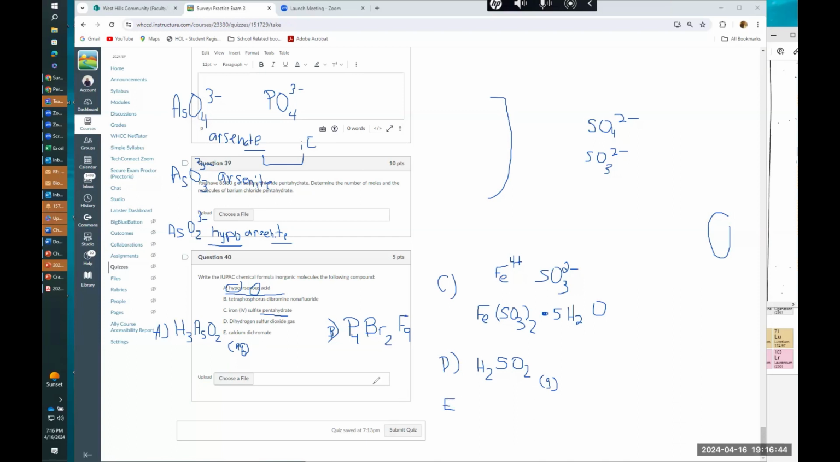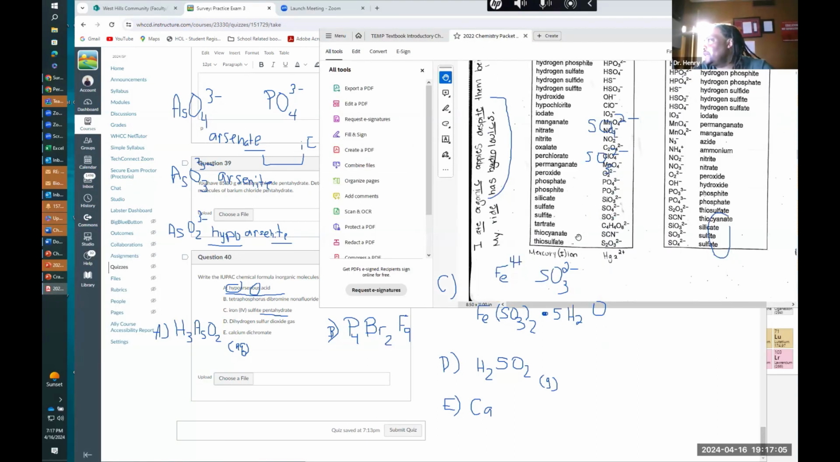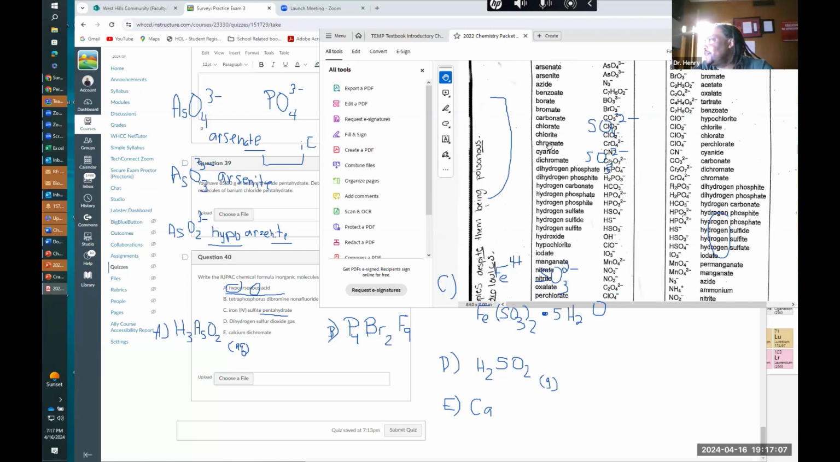And then E, it says calcium dichromate. E would be Ca. So I'm going to look at my polyatomic ion table. Chromate is CrO4, 2 negative. But it says dichromate. So it's Cr2O7, 2 minus.